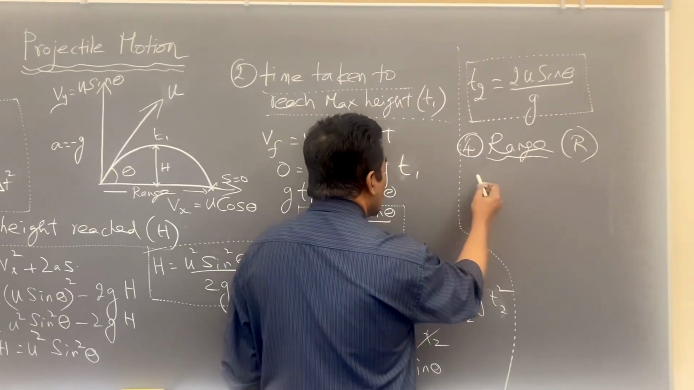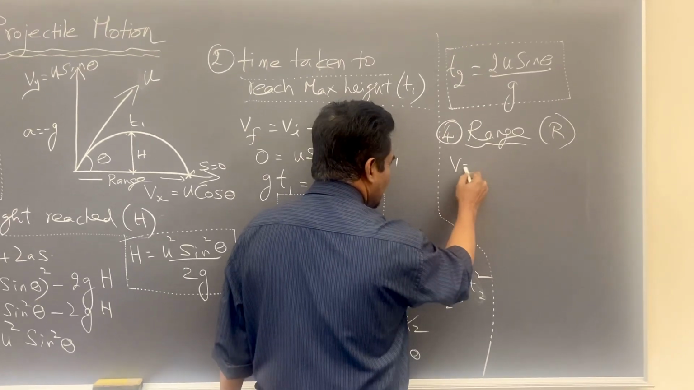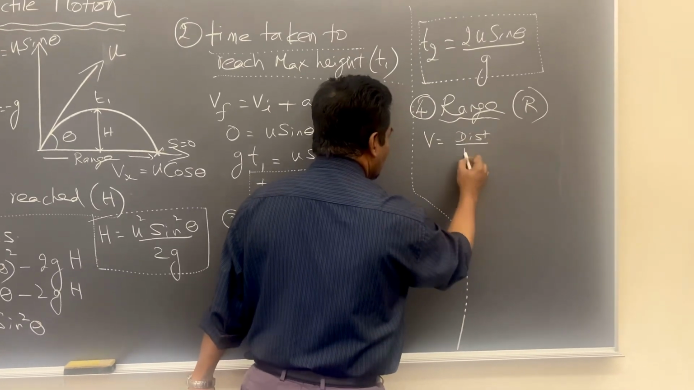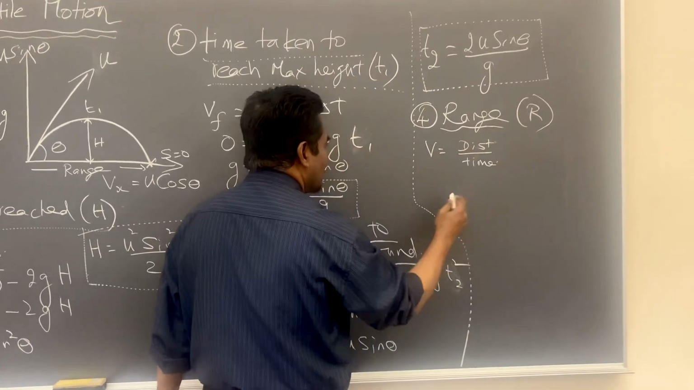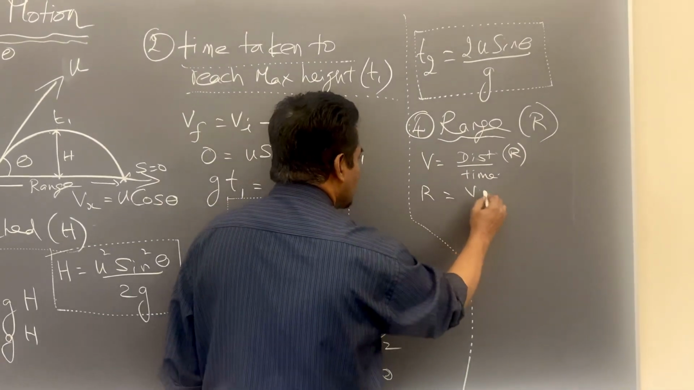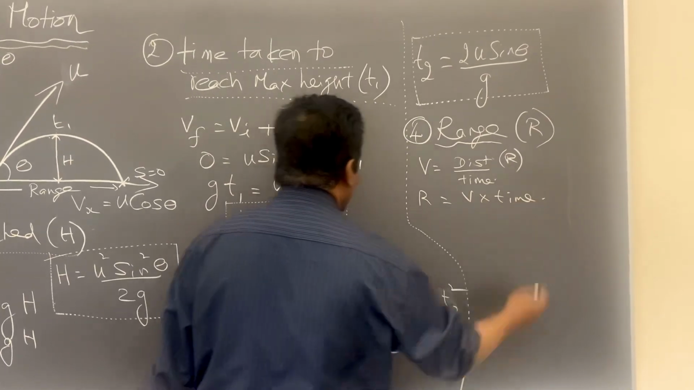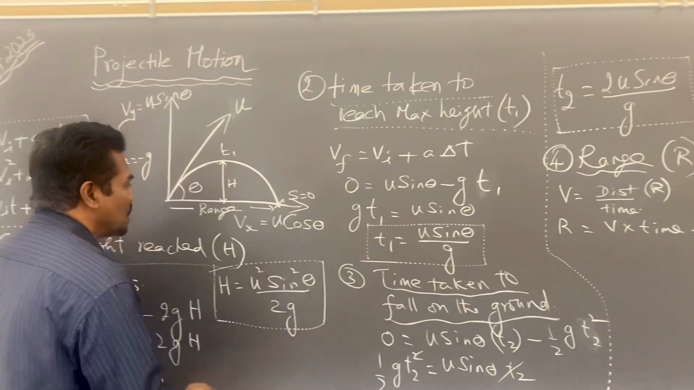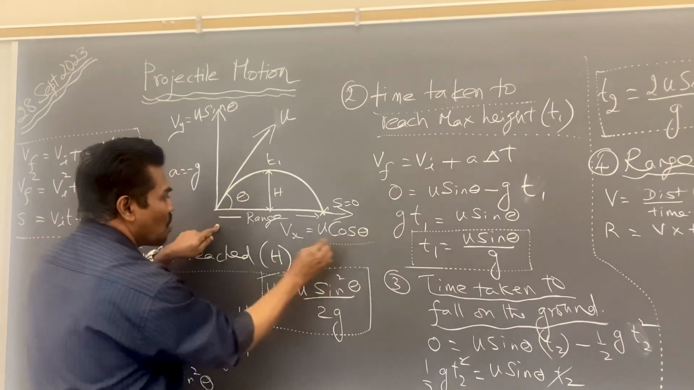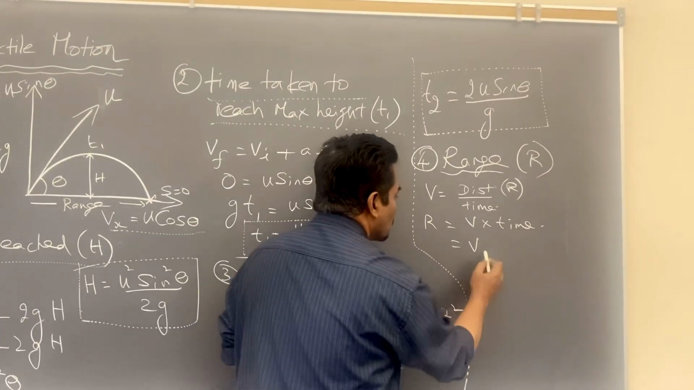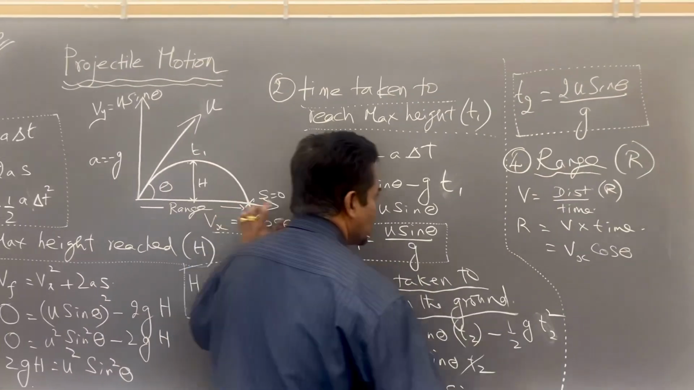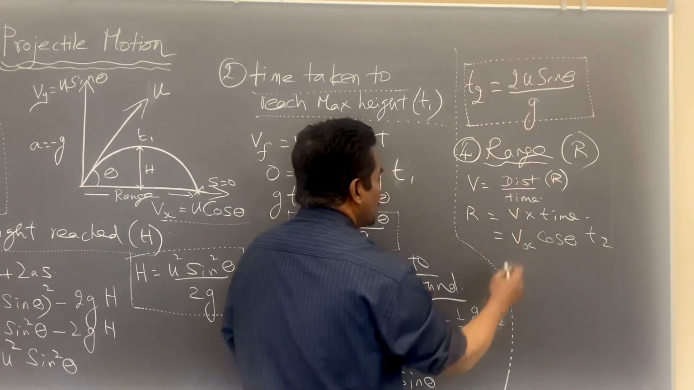So we know the velocity is equal to rate of change of distance, so distance over time. Actually this distance is the range. So R is equal to velocity into time. In this case, the important thing is all this time we used the vertical component. Now, because it's a range, we have to use the horizontal component Vx, that is v cos theta, and time at the time of fall, which is t2. We already found the value of t2 here.